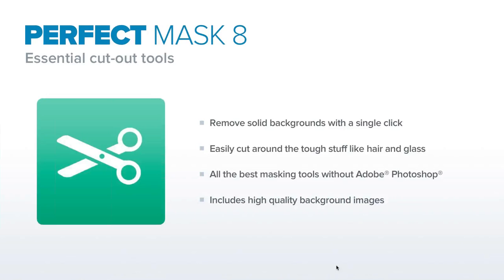Next one we want to look at is Perfect Mask. And I'm going to pause for just a minute before we go into Mask to answer a few more questions. Perfect Mask gives you all the masking and selection tools that you need without having Photoshop. So if you're just using Lightroom or Aperture as your main workflow tool, you can create complex selections, you can replace backgrounds, you can replace skies, all with Perfect Mask. We even include background images with it to help you out.